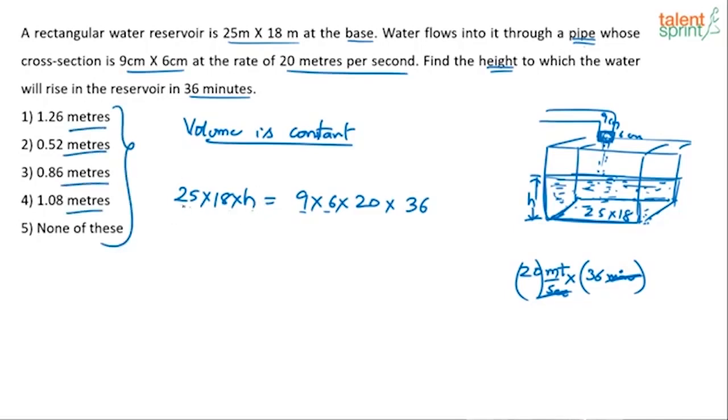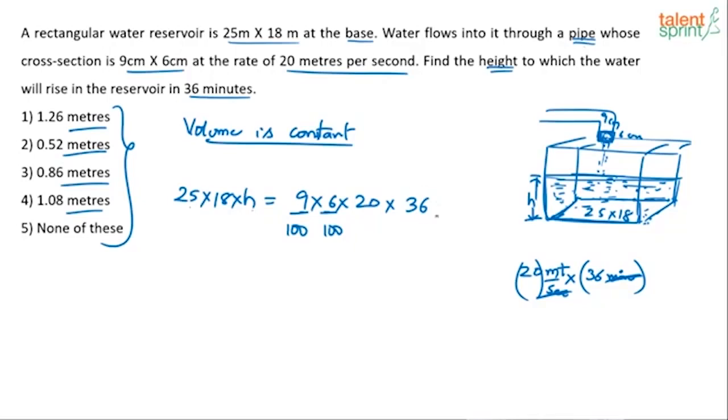Left hand side, everything is fine. Meters, and meters. This is centimeters. 9 centimeters. Convert that to meters. You have to divide by 100. This is also centimeters. 6 centimeter. Divide by 100 to get into meters. This is 20 meters per second. So meters only, but per second.